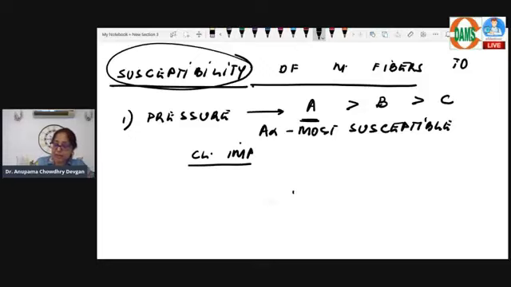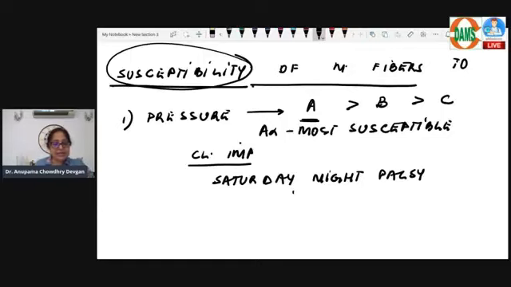For example, Saturday night palsy, isn't it? Now, what happens on a Saturday night? Saturday night is usually a night of partying, right? That is, generally people party on Saturday nights, they drink a lot, they come home drunk, sleep with the arm on the chair, there is compression of the brachial plexus.